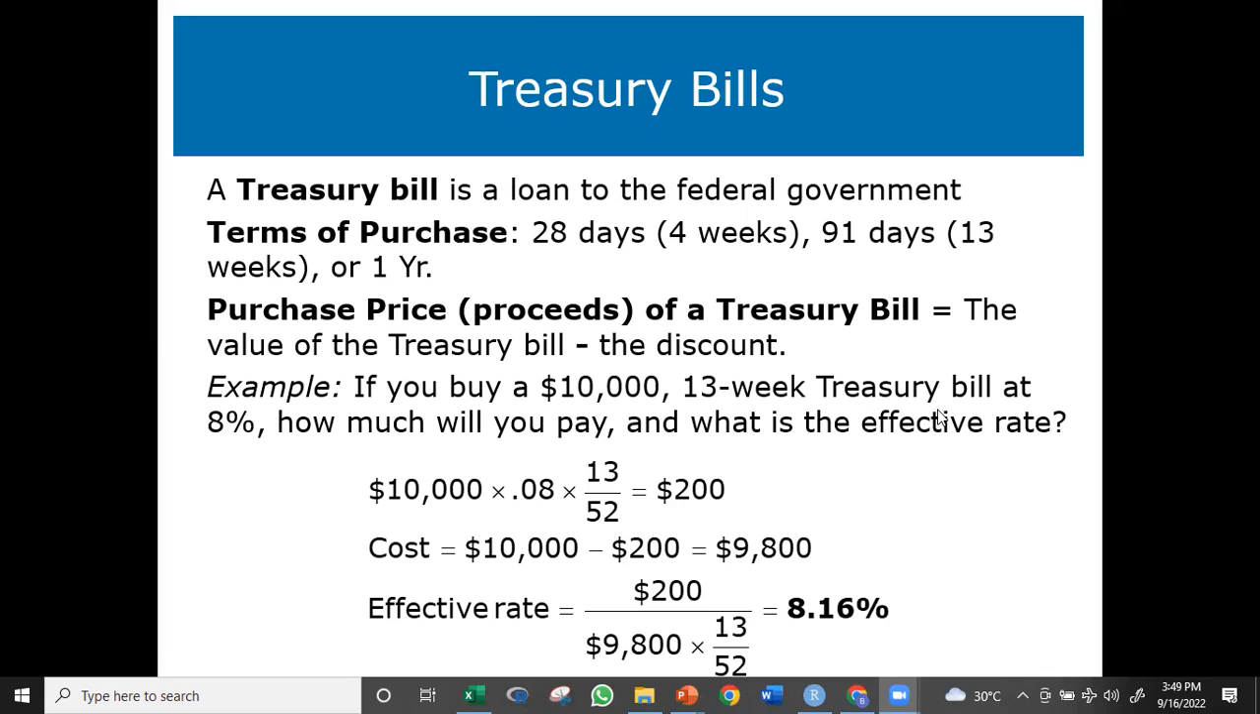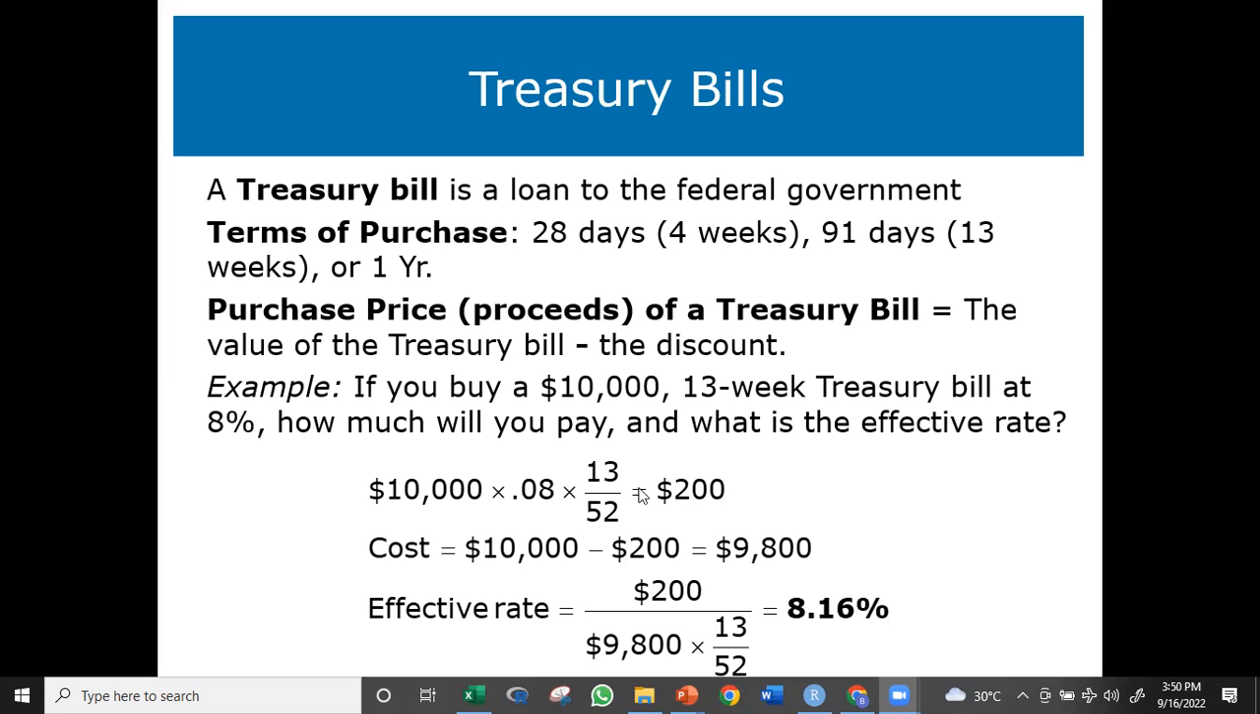The government is borrowing. In this case, 10,000, and then the tenor is 13 weeks. So this is weekly. So we will have to convert this into year then, kasi ang rate na 8% na to, this is per annum. So what will be the discount? Okay, the discount will be 10,000 times 0.08 times 13 over 52.